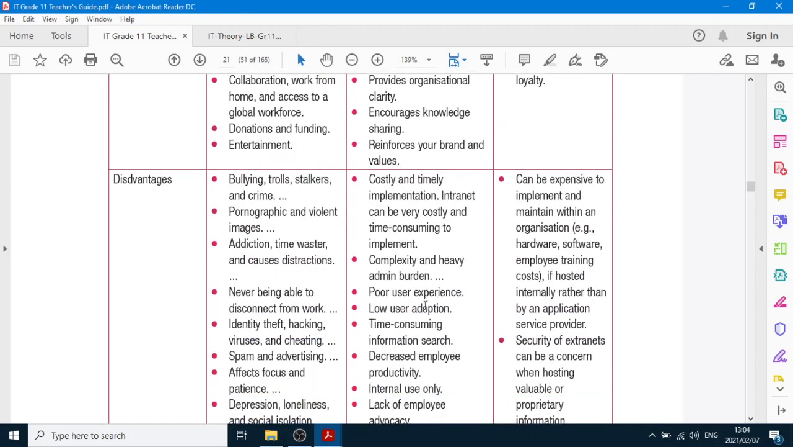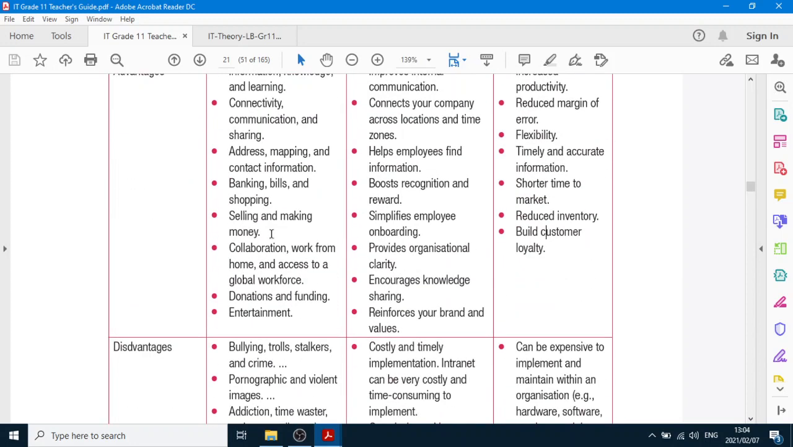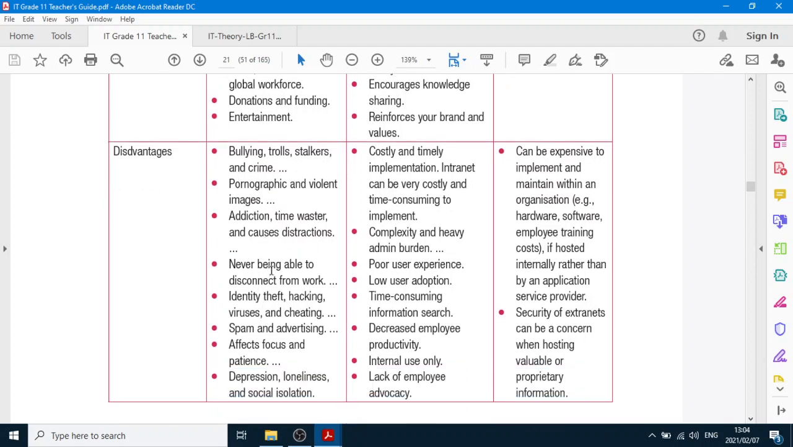That is your extranet. Disadvantages: so for the internet we have many: bullying, trolls, stalkers, violent images, addiction, time wasting, not disconnecting, identity theft, etc., spam, focus on patients, affect depression, loneliness, social isolation.